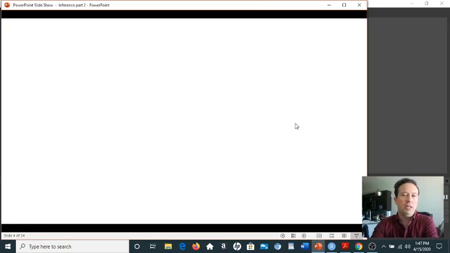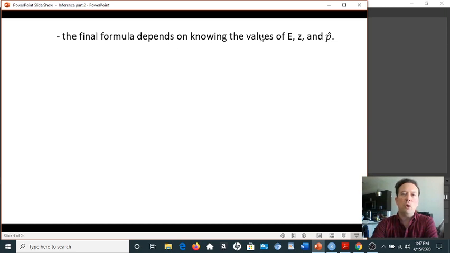So let's talk about the formula. This final formula depends on knowing the values of the margin of error, a z-score, and also p hat. So the margin of error can be set ahead of time. The researchers might say, I want no more than a margin of error of 2%. Usually a small percentage is a fine margin of error. Z is just determined based on the level of confidence you wish. So if you want 95% confidence, remember we have a table to find the z-score for that. So these two things can be determined ahead of time. P hat's a different thing. So E and Z will always be known ahead of time.